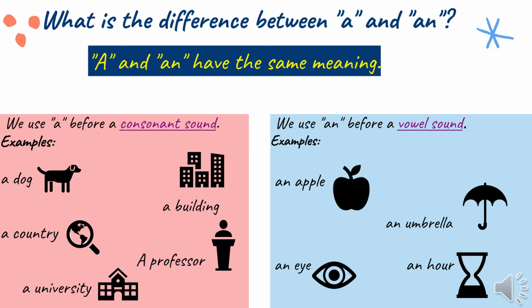And what are the vowels? A, E, I, O, U. So, for example, an apple, an umbrella, an I, an hour. Now, in an hour, the H is silent, so we can hear the sound of O. Hence, that is why we use an.